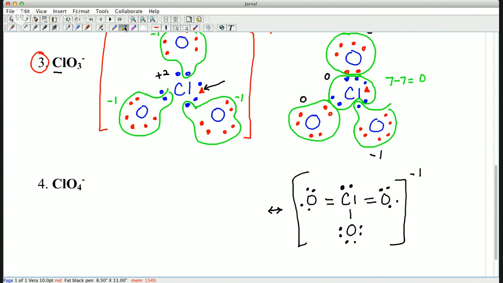Hybridization. Well, count the lone pairs. 1, 2, 3, 4. I'm counting the lone pair, and I'm also counting one of the sigma bonds. There's a 4 here. So this would have to be sp3. Okay? And I'm going to leave you with the shape. The electron domain geometry is tetrahedral, believe it or not.